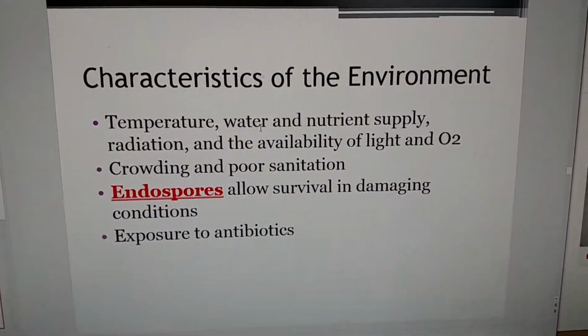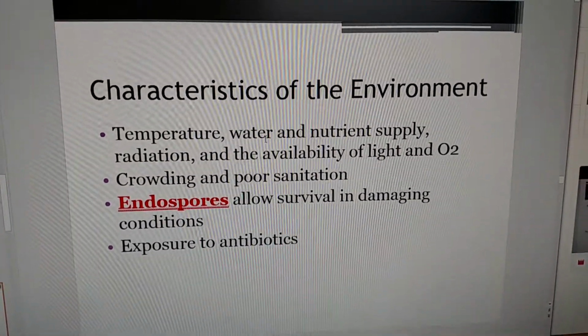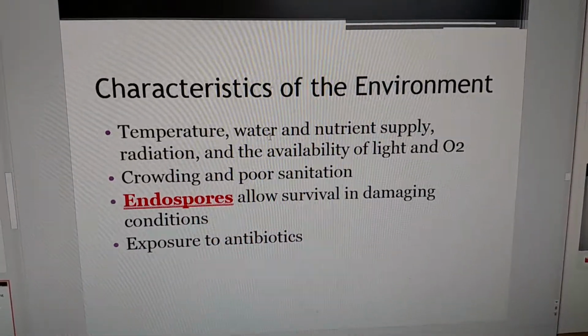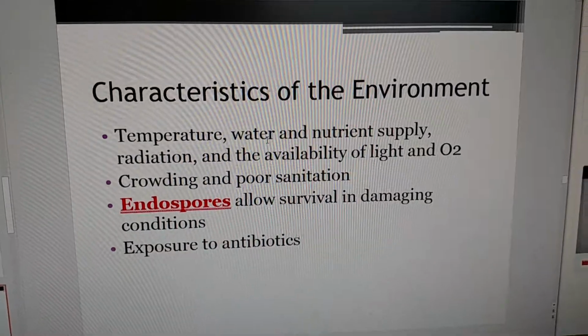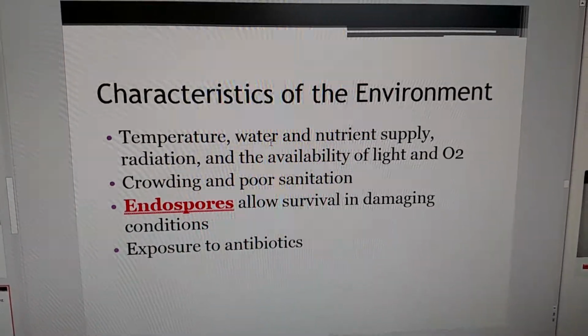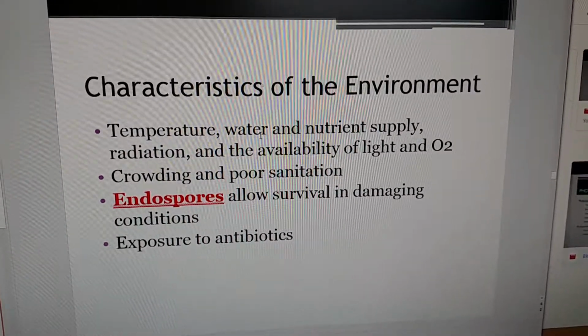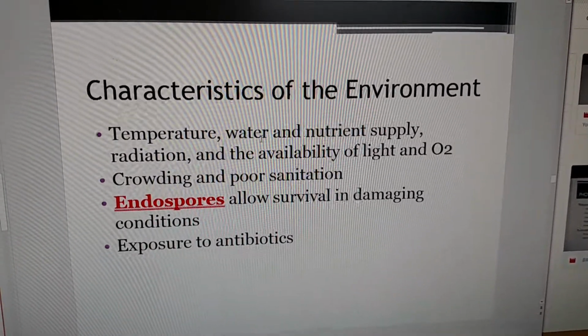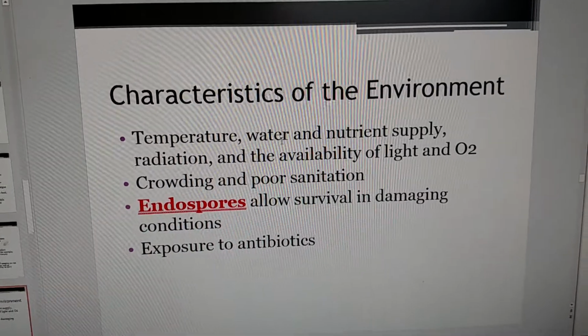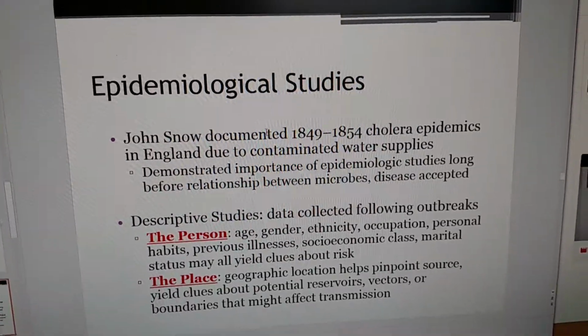You also need to look at characteristics of the environment. What's the temperature? How much water is there? What's the nutrient supply? Is there light and oxygen? Crowding and poor sanitation can affect the environment. If there are endospores being produced, remember they can survive even when the environment goes south. And is there a risk of exposure to antibiotics?